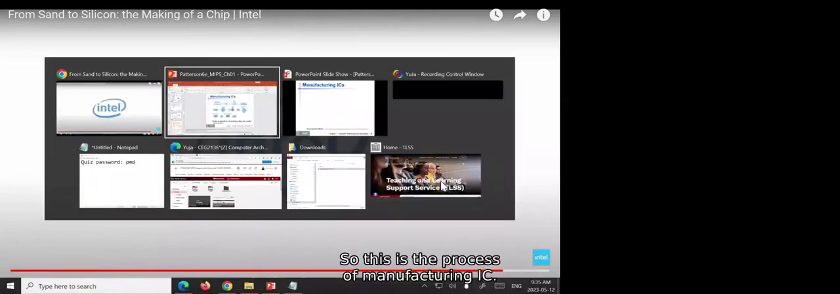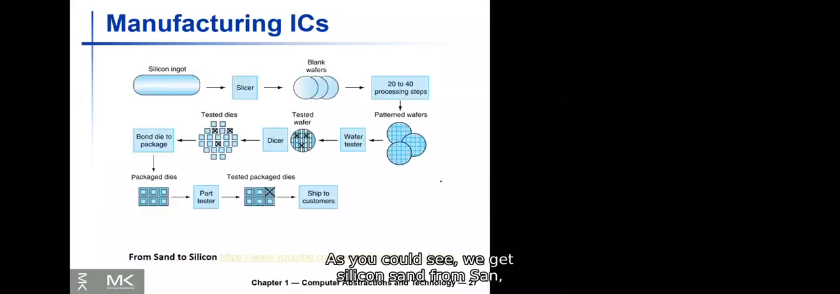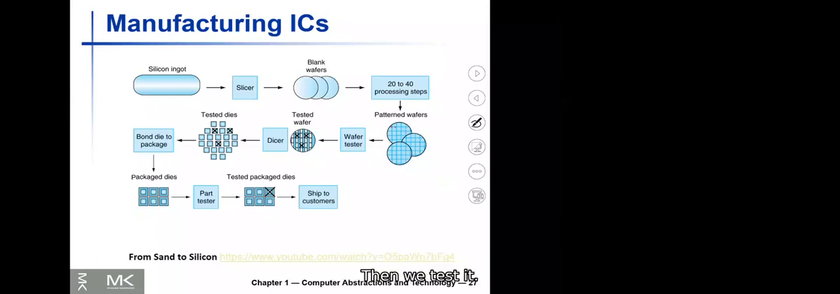So this is the process of manufacturing IC. As you could see, we get silicon from sand, slice it, make wafers, going through our 40 processing steps, putting impurities, insulators, metals on that. Then we have the dies, patterns; each square is something that we put our design on. Then we test it. There should be some defects there for sure. When we do something, it is not perfect. So we would have defects, so we put out the defective ones.